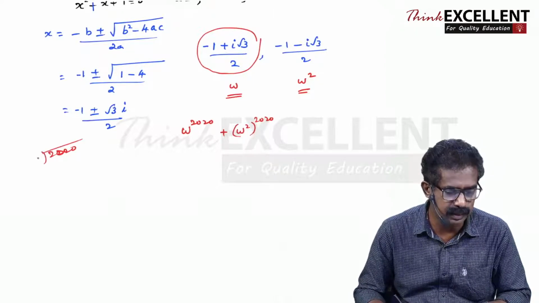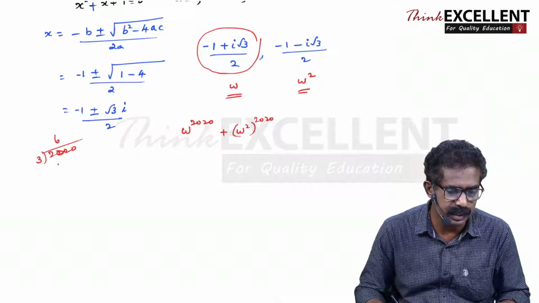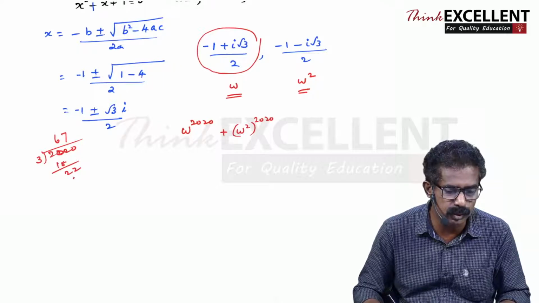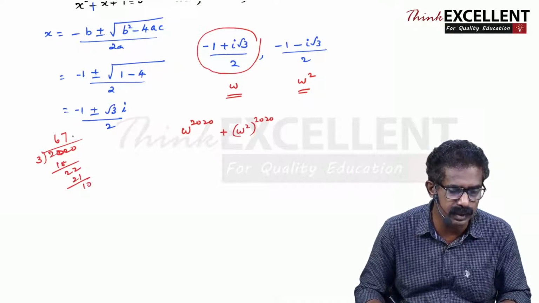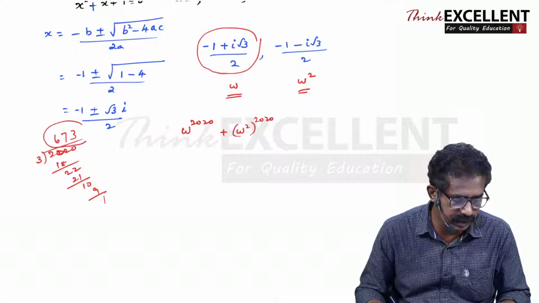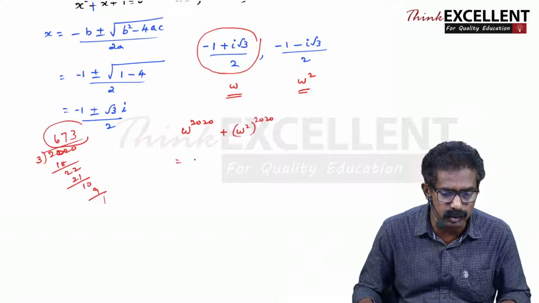2020, you divide by 3 table. 6 3s are 18, balance 2. 2022: 7 3s are 21, balance 1. 3 3s are 9, balance 1. So omega raised to 673 into omega, so this is actually omega.